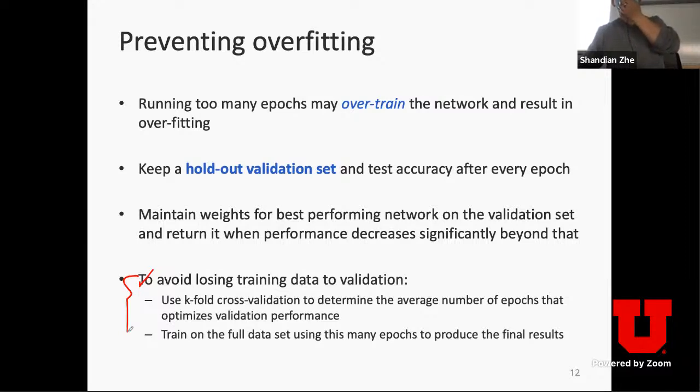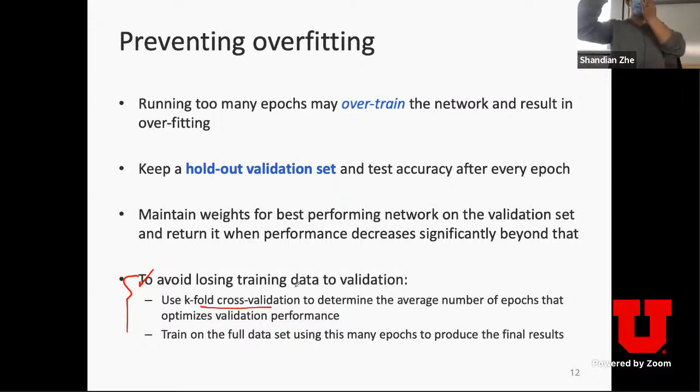Why? Because imagine you have 1 billion data points, right? If you use even 1 million or 10K points outside as a validation set, that won't be a big loss, right? But for some cases where people want to use the value of every data point, how do we avoid this? We can use cross-validation.